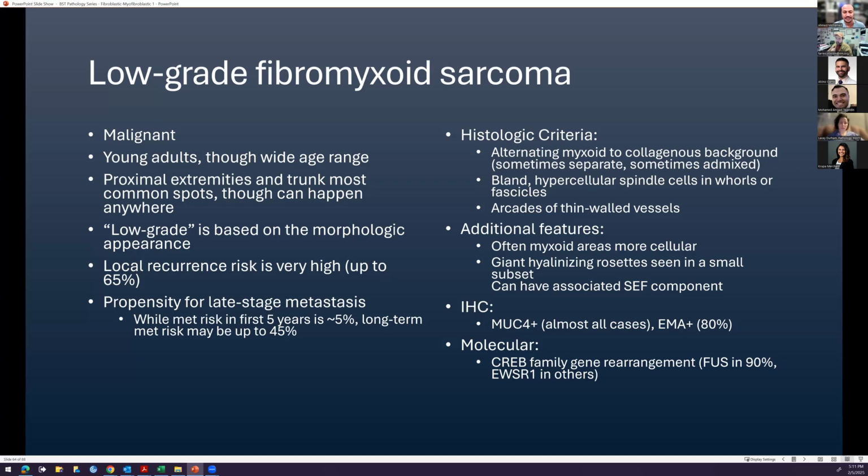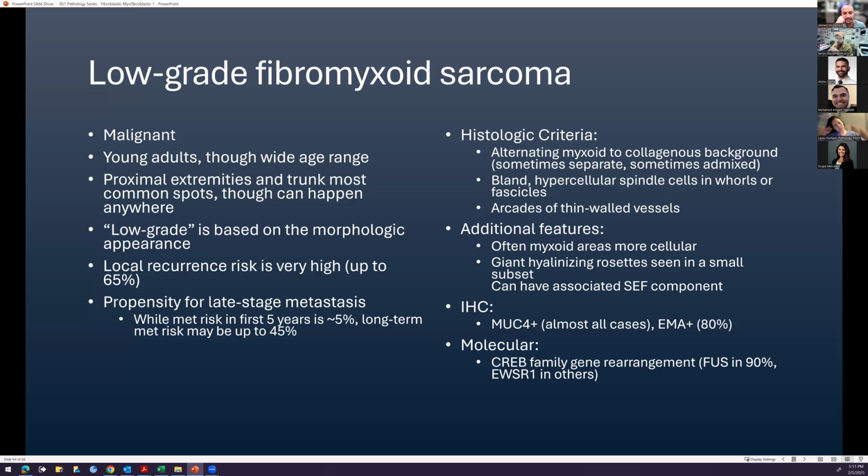Okay. But let's talk about the clinical. This is a weird tumor, right? Low-grade fibromyxoid is almost a misnomer. Morphologically, it looks low-grade, but it's actually kind of a bad tumor. This is something to really keep in mind. You're running along, thinking about this tumor. You should always consider doing a MUC4 if you have a bland thing with myxoid features, just to make sure you're not missing this, because it is a malignant tumor. It has a pretty wide age range. They're usually younger adults, most often in the proximal extremities, but it can happen anywhere.